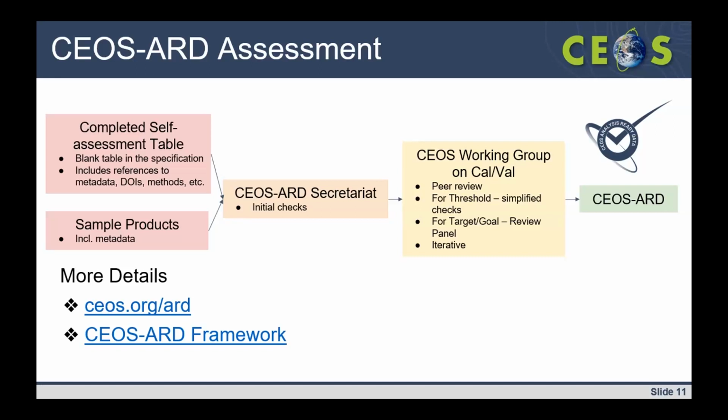If there was a case where we were working towards the target level, as I said, it's not something we expect at this point in time, but for a target level assessment, we would convene a peer review panel to work through that in a more formal process. The framework is on the website as well, ceos.org/ARD.